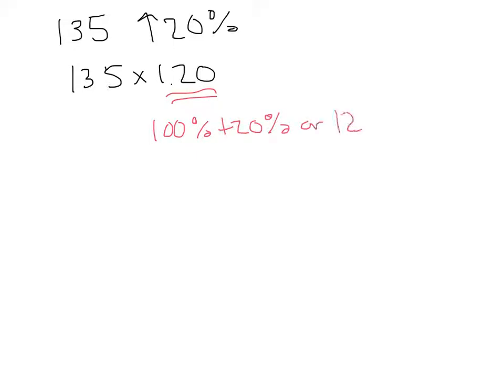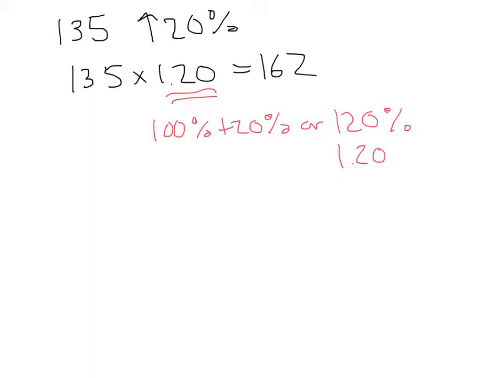or 120% written as a decimal. So the decimal of that, of course, is 1.2 or 1.20. So what that means is when we multiply 135 by 1.20, we're actually finding 120% of 135. In other words, we're going to go up 20% from 100%. If we do this calculation directly, we get 162.